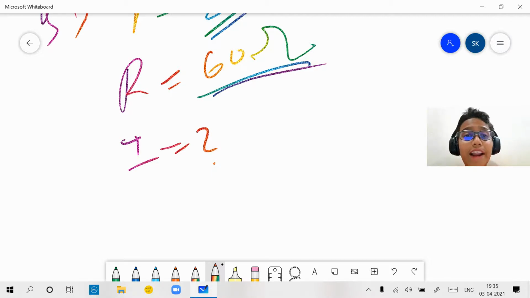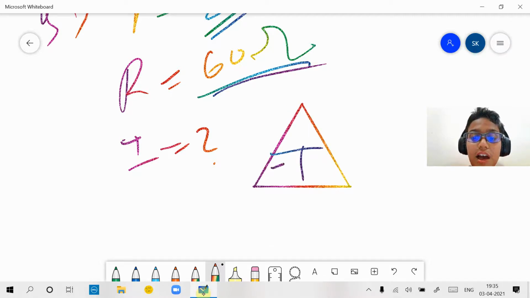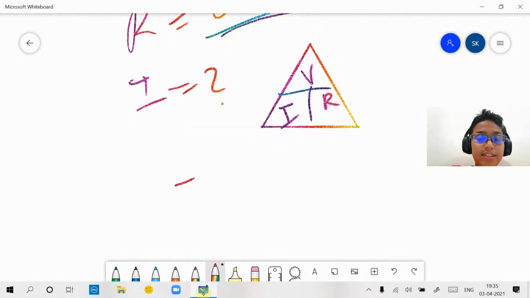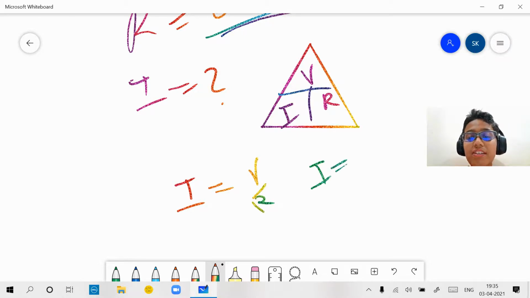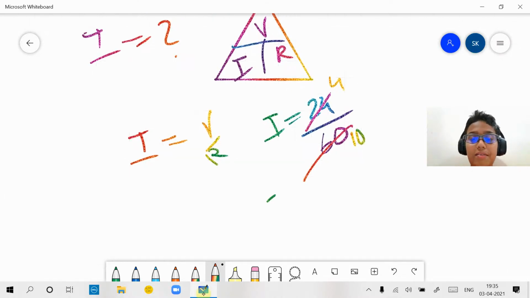So our triangle comes to help us for the formula. I equals V by R. First we will write here I equals V by R. So we know I equals, we don't know, and V equals 24 volts, and the resistance equals 60 ohms. So we can directly cancel it, 4 by 10. 6 4s are 24 and 6 1s are 6. So 4 by 10. I equals 4 by 10 ampere.